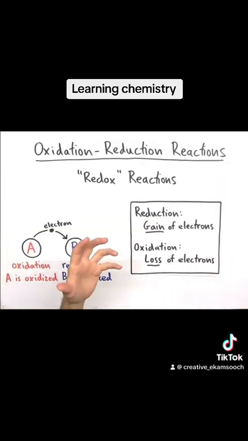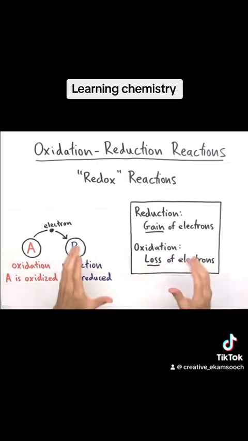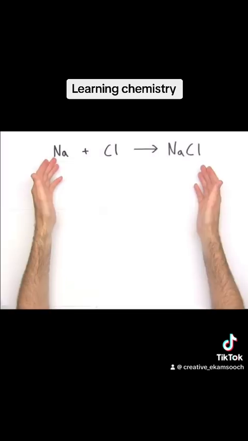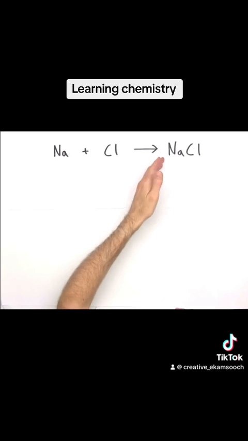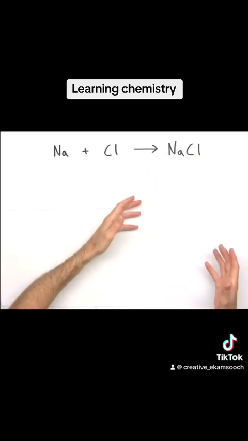Okay, oxidation and reduction happen in all sorts of chemical reactions. They're like the super important thing that makes those reactions happen, that makes them go. So to learn more about this stuff, we're going to have to look at an example of a chemical reaction where oxidation and reduction are taking place. Here's a chemical reaction that we're going to be talking about: sodium and chlorine coming together to make sodium chloride, table salt.